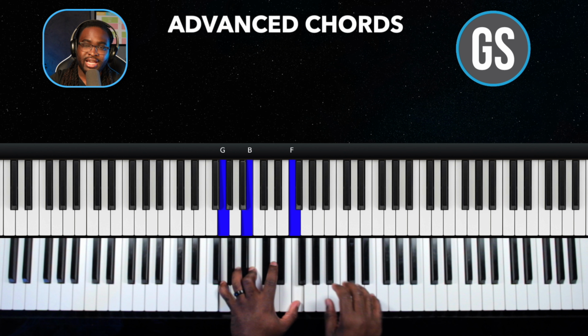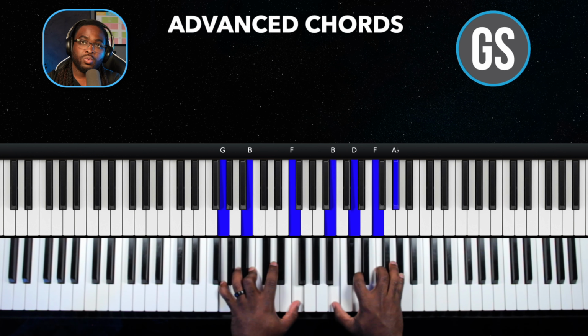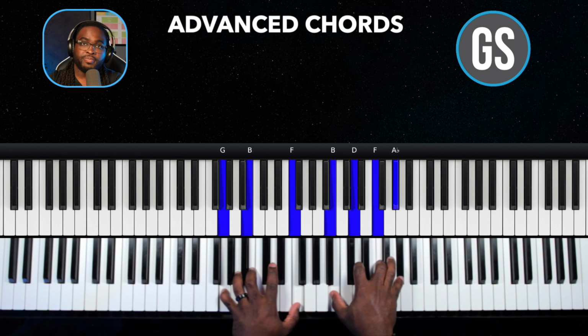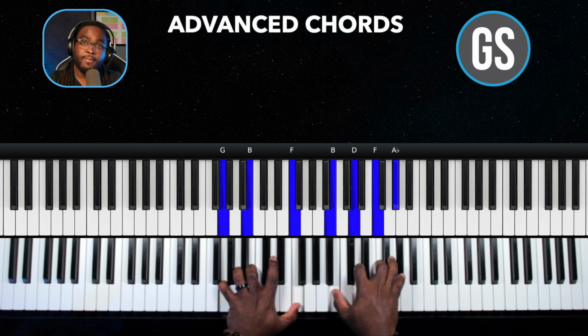All right, these are just a stacking of minor third intervals. 1, 2, 3, 1, 2, 3, 1, 2, 3. This is our diminished 7 chord. Now we have a G dominant 7, flat 9.